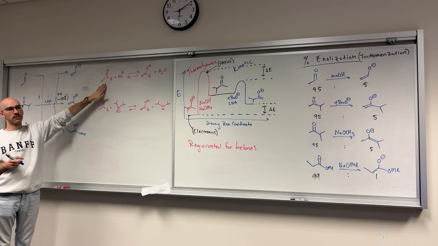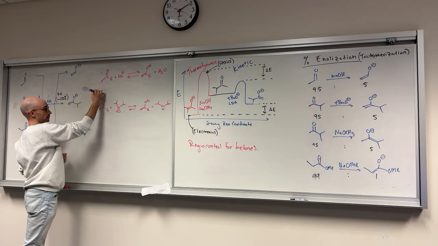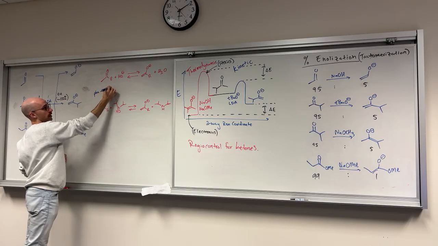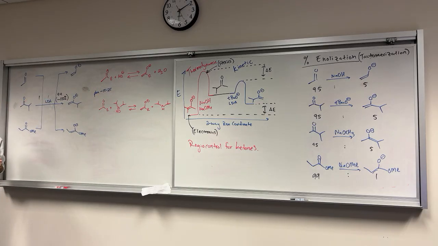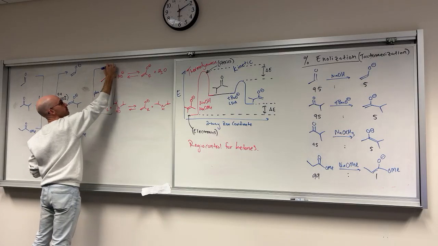Remember what the pKa was here. This is my acid. What's the pKa of my acid here? 25. Yeah, well, 25 on the high end, 35, 15 on the low end for this acid.